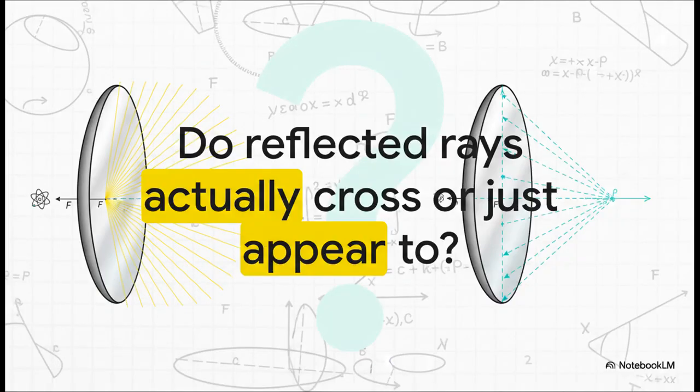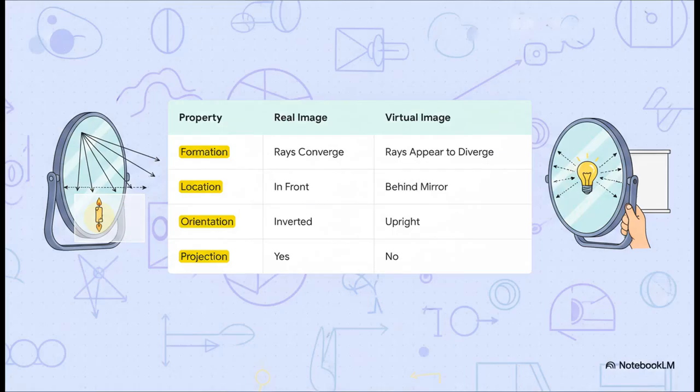Is light energy physically converging at a point in space, or is it just a trick of perception, where our brain traces the rays back to a point they never actually were? And this table brilliantly illustrates the key differences. A real image is where light rays physically are. It's formed in front of the mirror, it's always upside down, and you can actually project it onto a screen, like a movie projector does.